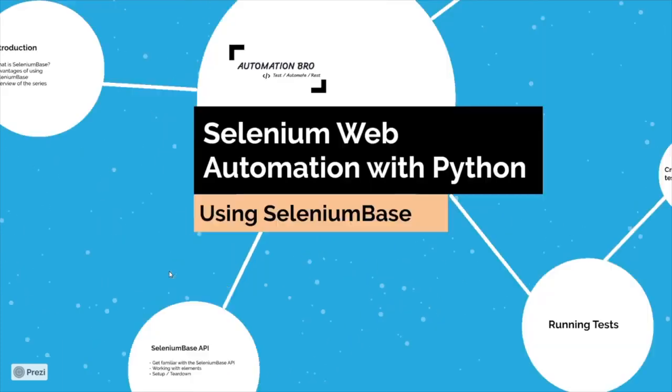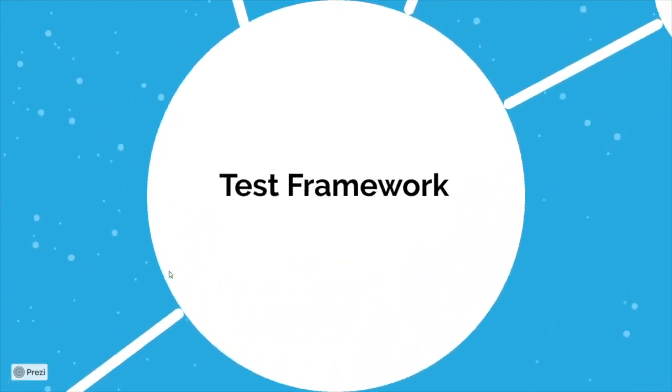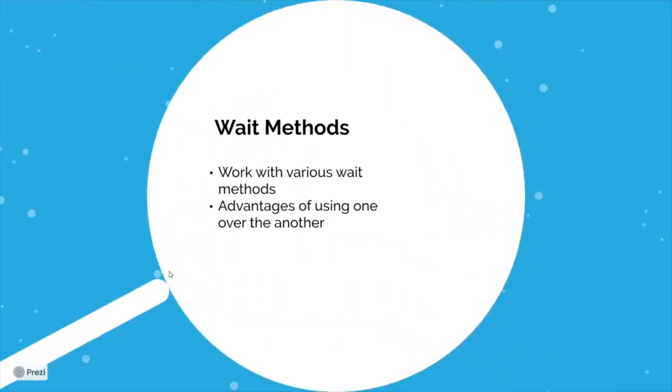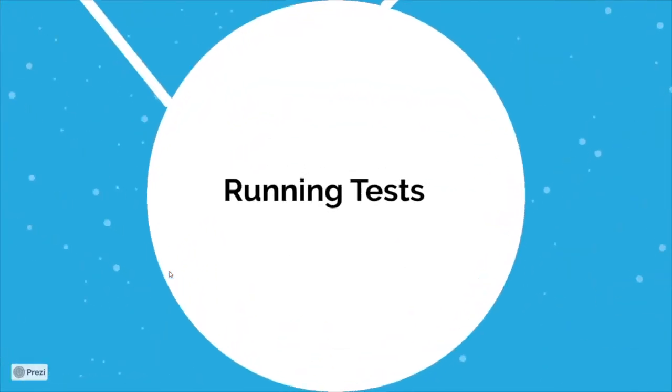From there, we moved on to building our test framework. We began with learning page object model and how to implement page object model within our tests. Then we also learned how we can stabilize our framework by learning different wait methods that are available to us. From there, we learned about error handling, reading logs, and taking screenshots on test failures, and then generating test reports from all of that. Finally, we moved on to learning different ways on how we can run our tests.